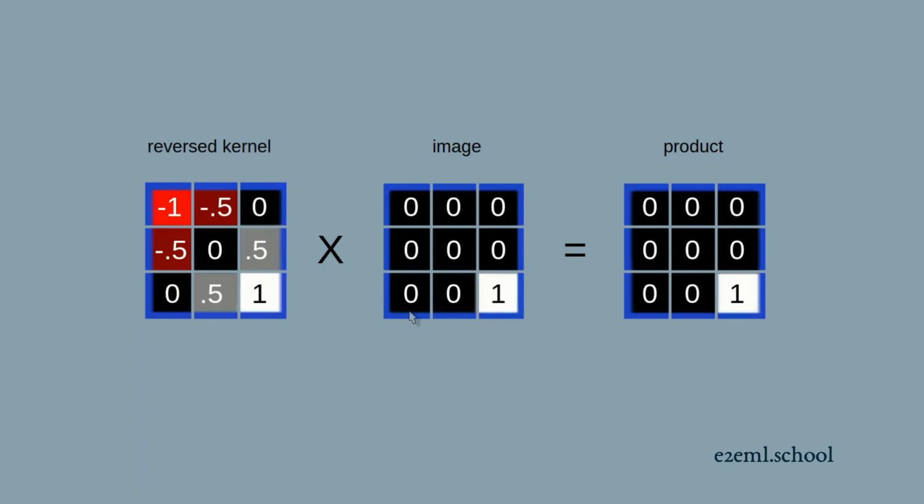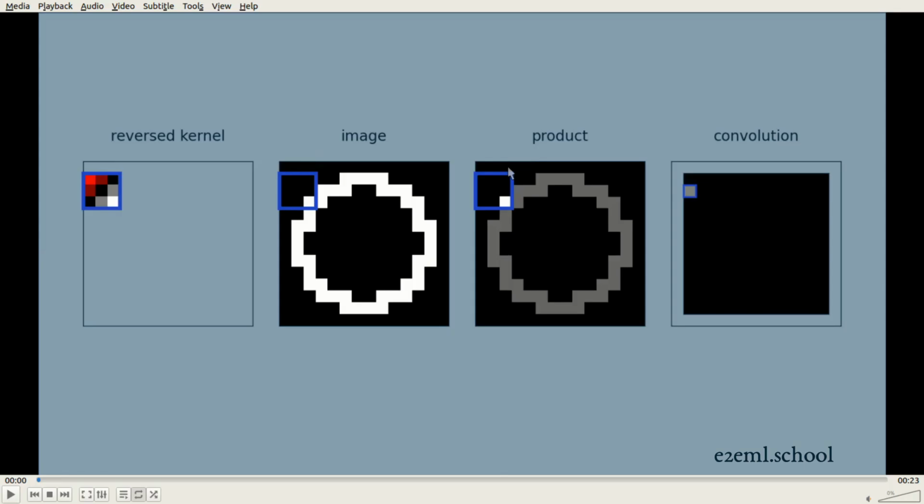And we can see that element by element product in the next panel, all zeros except for a 1 in the lower right hand corner. And then when we add all that up, we get a 1. It's scaled down a little bit, so it's represented as gray in the convolution result, but that's the result of this particular position.